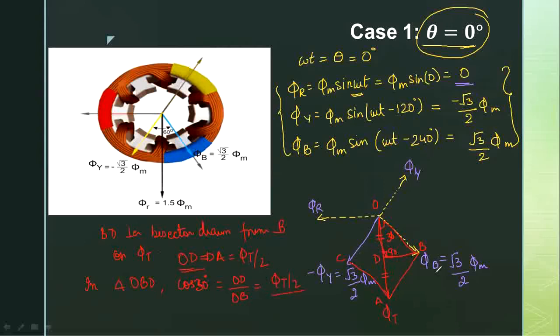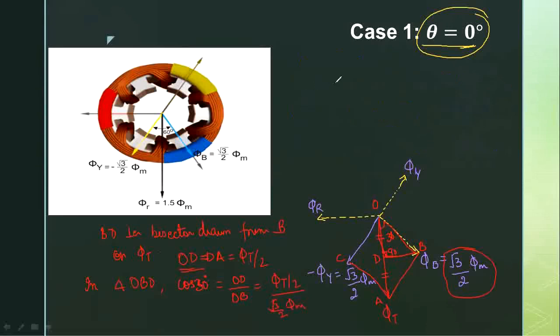And what is OB value? OB value is nothing but phi b, which is root 3 by 2 into phi m. Now let me consider here, cos 30 value, we know it is root 3 by 2, which is equal to phi t by 2 divided by root 3 by 2 into phi m. So this 2 and 2 will get cancelled, and finally we are going to get 3 by 2 phi m is equal to phi t. Or I can say the value of phi t is 1.5 times phi m.